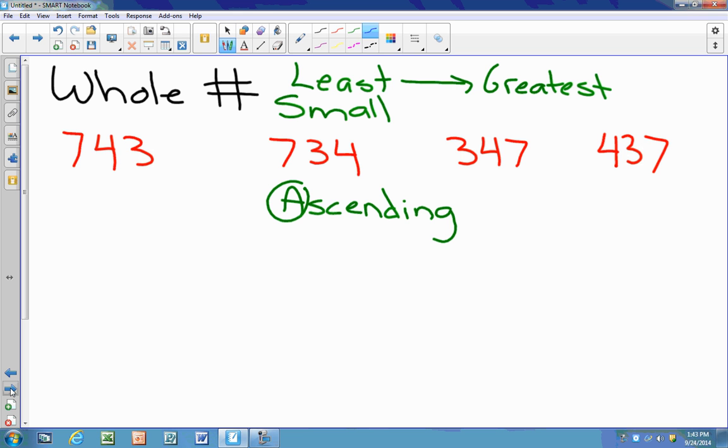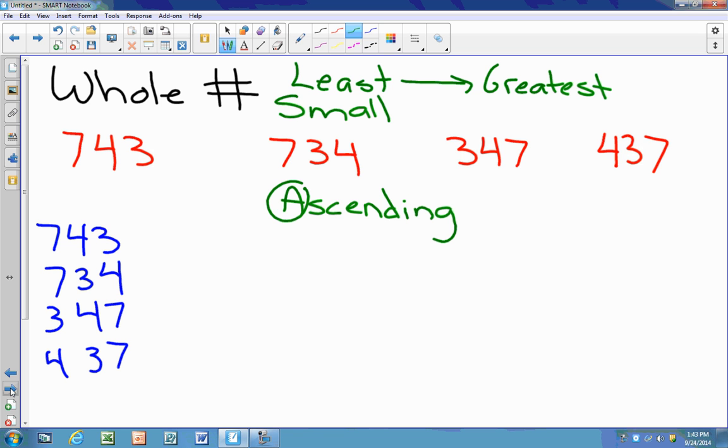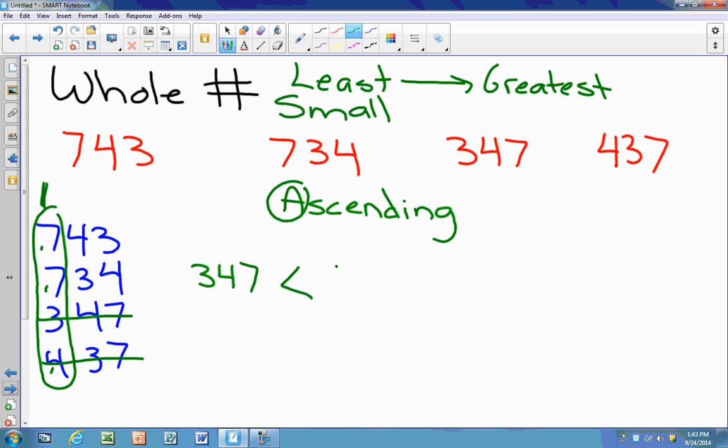Just like we said before, we're going to line them up. I'm going to look for my smallest number first. So when I look in this column, I have 2 7s, I have a 3, and I have a 4. So I know 347 is my smallest. So I'm going to write 347 is less than. It's my smallest number, so the alligator's not eating it. And we put symbols in between. So now I go back, and then once again I look in the hundreds place. I have a 7 and a 4. So I know the 4 is the next one. So I have 437 is less than.